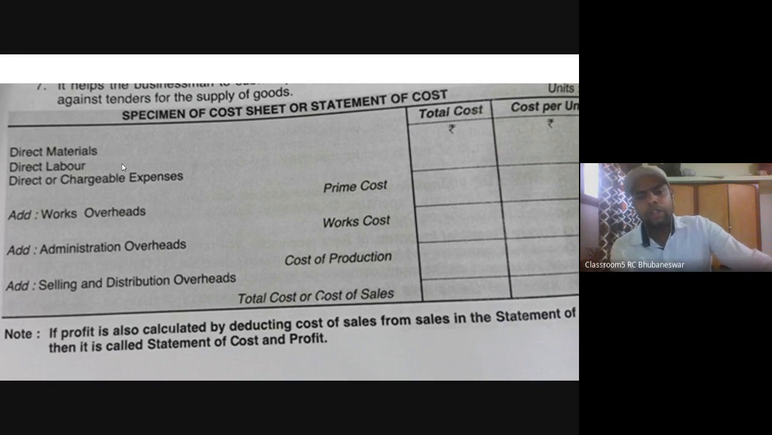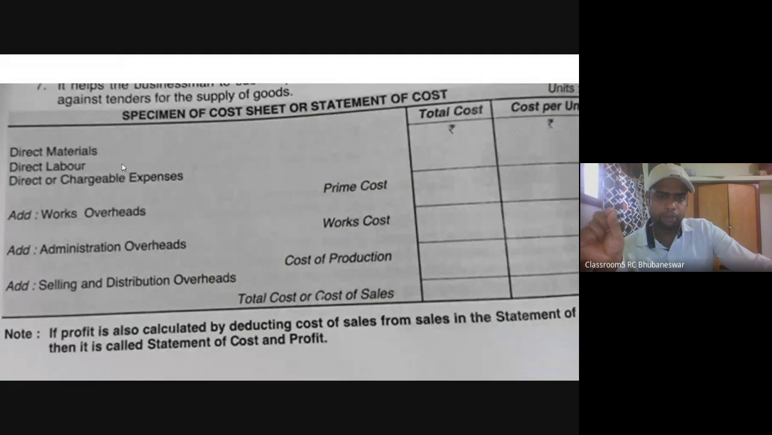So this desired profit will get added, and as this statement shows the cost along with profit, it is known as statement of cost and profit. But if the profit is not identified, you only have to write statement of cost, no profit will be written, cost sheet or statement of cost. But if profit is also getting determined, then you have to write statement of cost and profit.